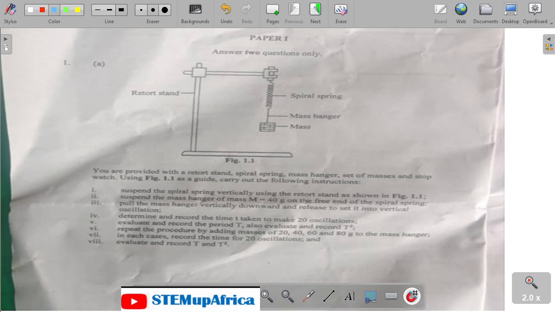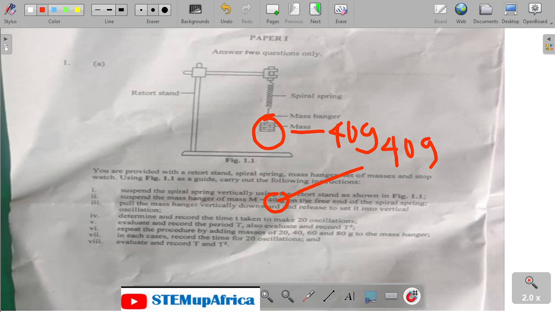So these are the instructions. Most importantly, you should take notes of the data given to us. The mass hanger is of 40 grams. That is the mass hanger, which is this one here. It's 40 grams.